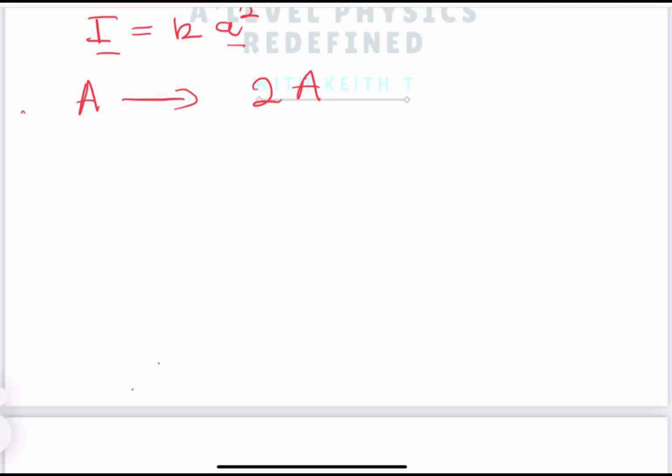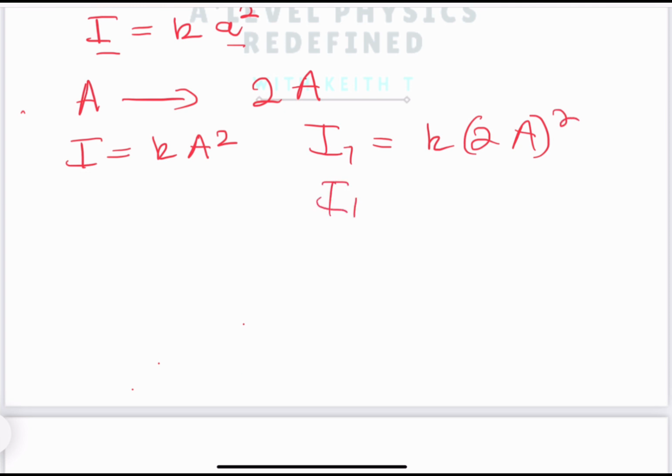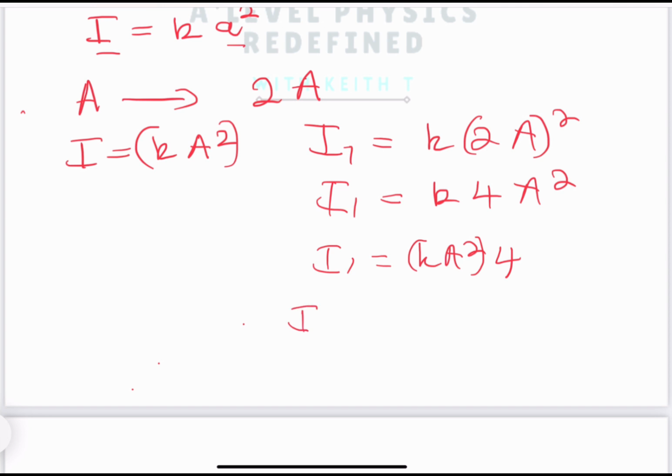Well, the best way is to use your equation. So we say that I equals KA squared. This is the first baseline scenario, okay? The second scenario is you have doubled the amplitude. So I1 is equivalent to K(2A) squared, right? So that gives you I1 equivalent to K4A squared. But you know that this is the same as I1 equals KA squared times 4, but KA squared is I, so I1 becomes 4I. So this is a way that makes it so much easier that you don't even have to remember the ratios.